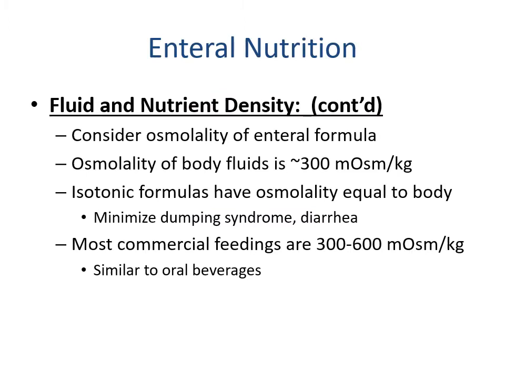So as we increase the density of the formula, we need to consider we will also be increasing the osmolality. Now again, most bodily fluids, so blood, saliva, tears, etc., are approximately 300. Your isotonic formulas will have that same osmolality, and this minimizes the risk of diarrhea, dumping syndrome, etc. Most commercial feeds are going to be somewhere between 300 to 600. So with the exception of the formulas that are designed to be isotonic, they're going to be somewhere between 300 to 600, or about almost twice as concentrated as bodily fluids.